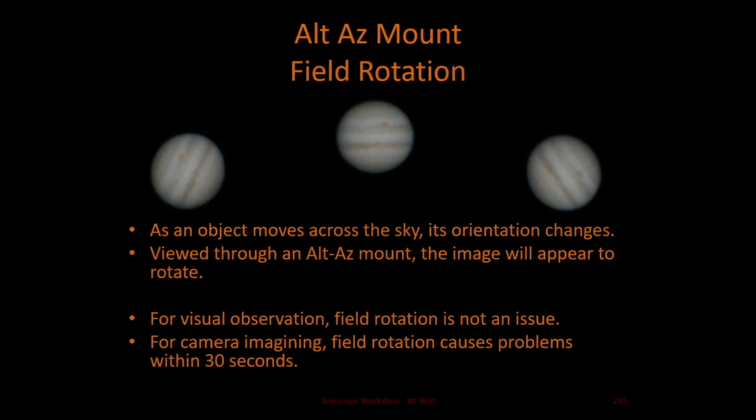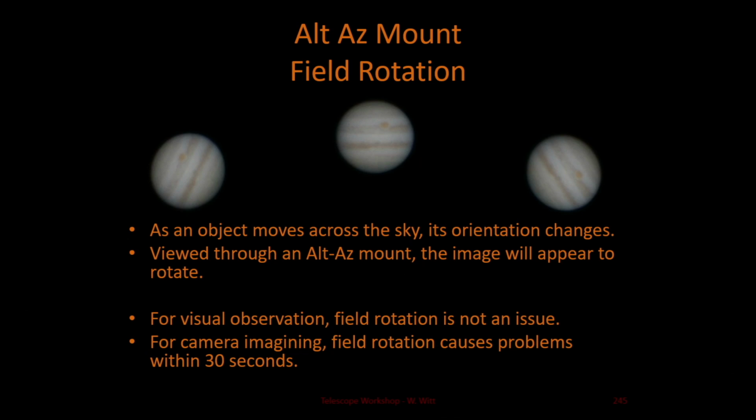Alt-az mounts have an effect called field rotation. So let's think about that for a second. Let's say we're looking at Jupiter. It's just rising over here. As I see it come up, I'm looking this way, and I see Jupiter looking like this. And I'm pointing my telescope at it.